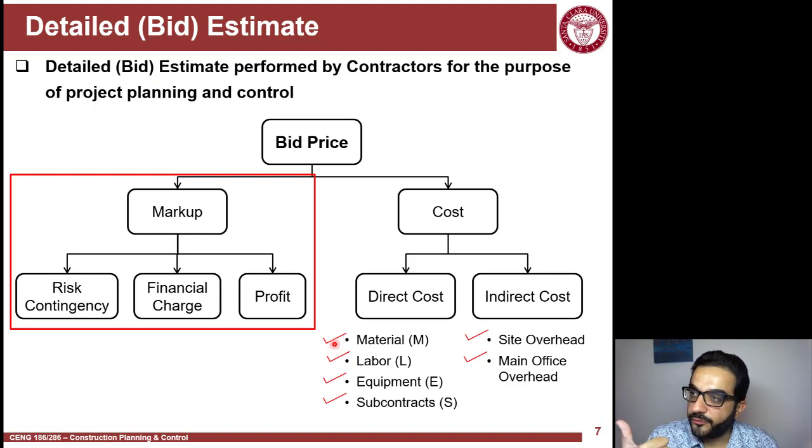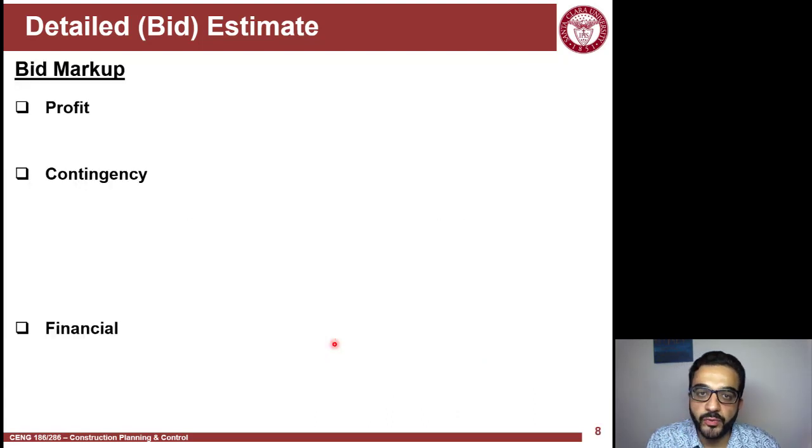So finally, we're done with the cost, which is the big part of the bid price. It includes direct cost and indirect cost. Now, on top of the cost, you add the markup. Markup includes different things to account for other than the costs and expenses related to the project and running the company. So the first one, of course, is profit.